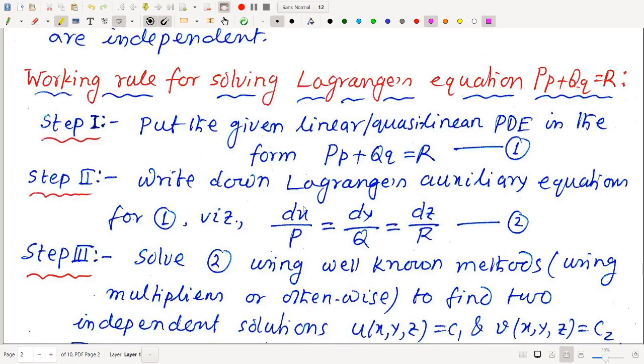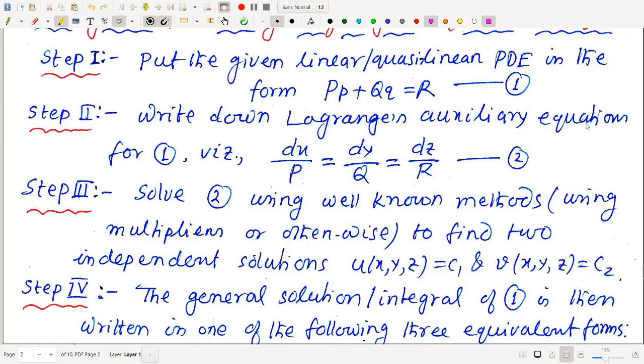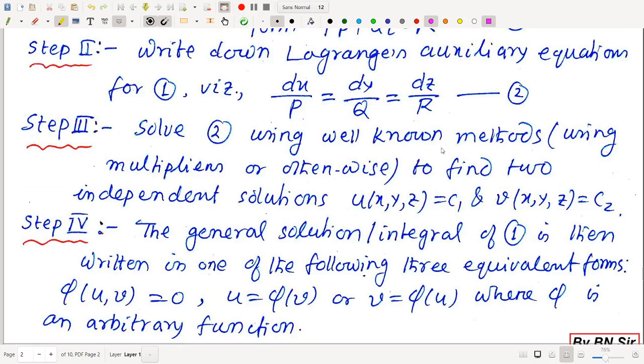Now the working rule for solving Lagrange's linear equation Pp plus Qq equal to R. Step 1, the equation may not be directly in this form, so first work will be to put the given linear or quasi-linear PDE in the form Pp plus Qq equal to R. Then write down Lagrange's auxiliary equation as dx by P equal to dy by Q equal to dz by R. Now solve this number 2 using well-known methods, that is using multipliers or otherwise, considering two ratios like that, to find two independent solutions u(x, y, z) equal to c1 and v(x, y, z) equal to c2.